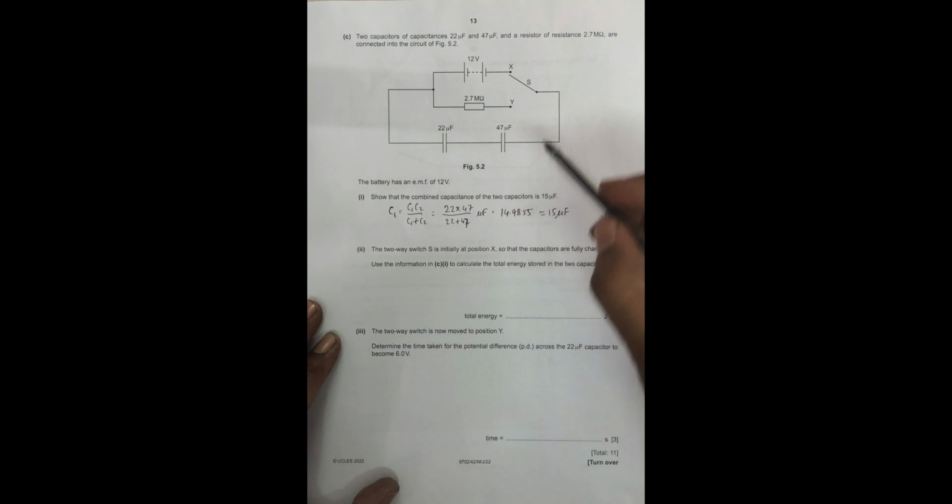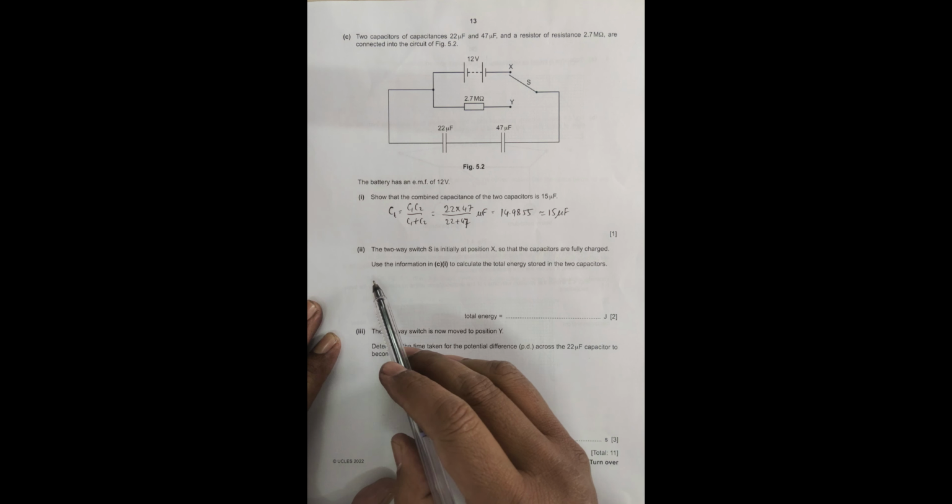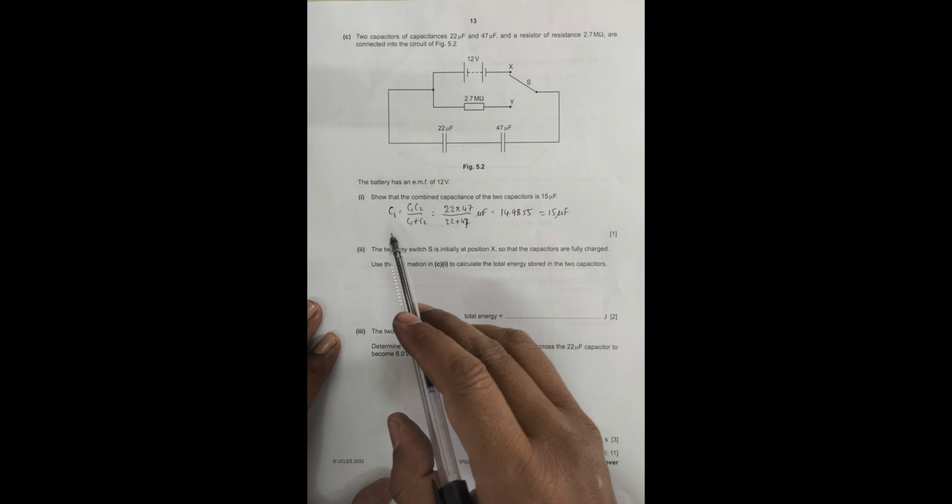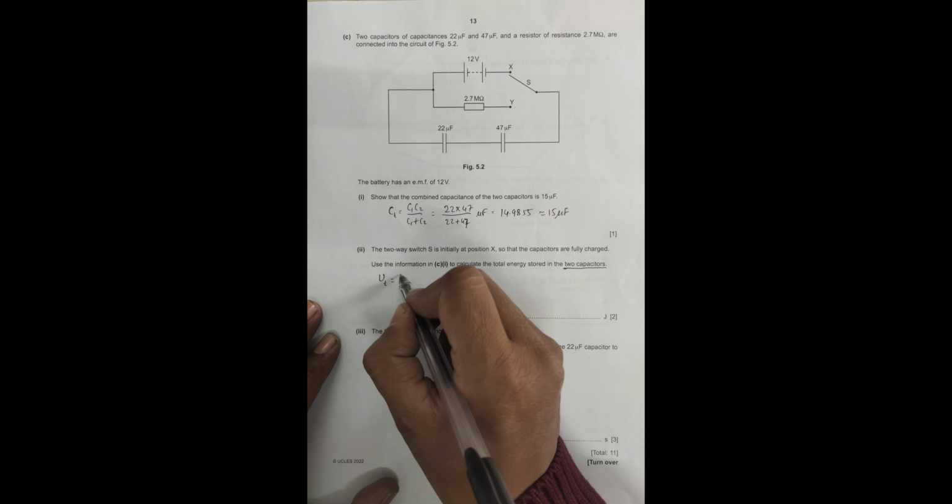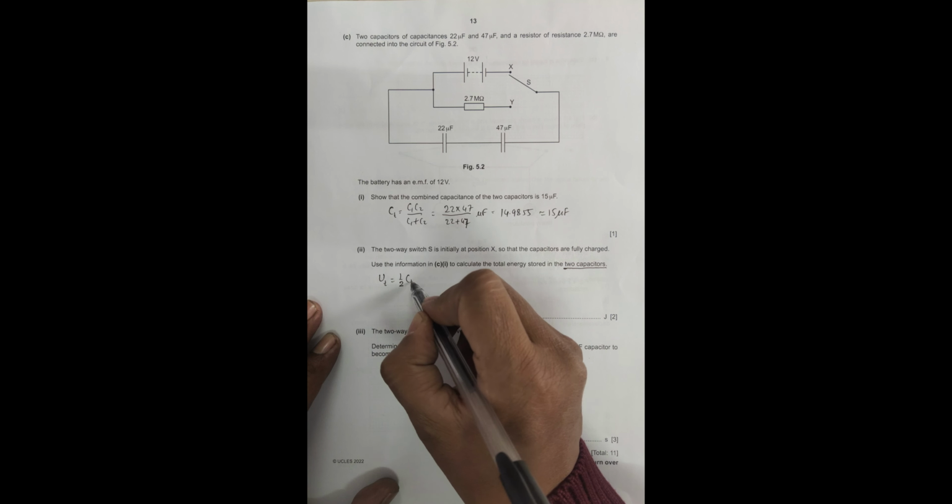Then the two-way switch is initially at position X, so that the capacitors are fully charged. Use the information given to calculate the total energy stored in the two capacitors. So U total will be equal to 1 by 2, and since it's the total, we should have C total into the potential difference squared. The PD here should be the same as the battery.